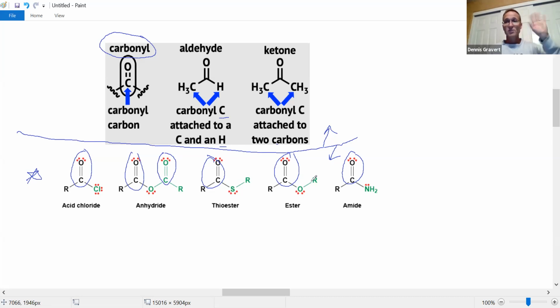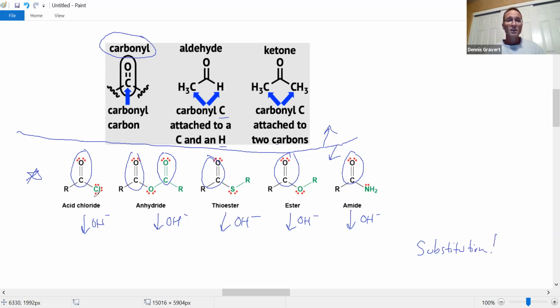We can draw the resonance structures to show stability, but we also talk about reactions. We can say, okay, what happens if we treat these with hydroxide ion? These are reactions we're going to see in Unit 3, so I don't want to talk about the mechanism now. I just want to talk about how all 5 of these do substitution, which means the chlorine comes off and the hydroxide ion goes on. So put on the hydroxide ion.